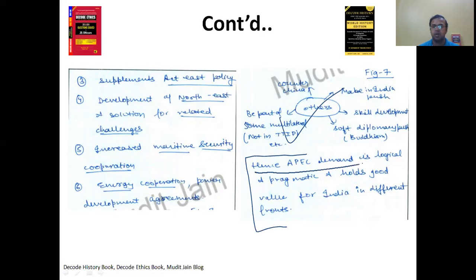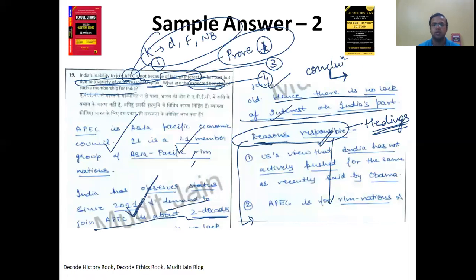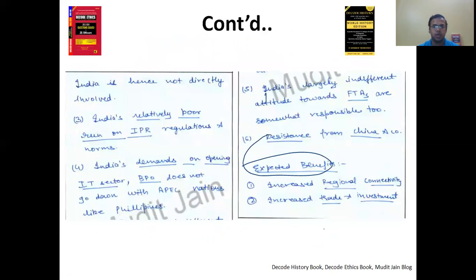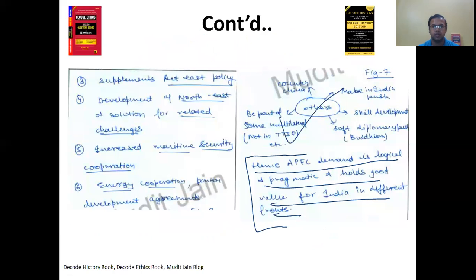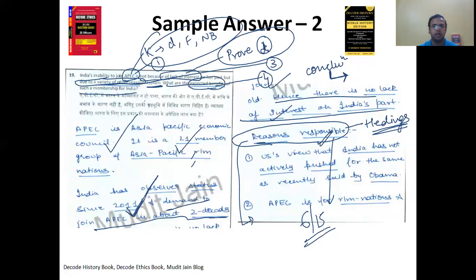Conclusion is hence APEC demand is logical and pragmatic and holds good value for India on different fronts. What I told you in the answer, that you can write what more needs to be done aspect, I've missed that, but then it is okay. So if it was a 15 marker question, I'll definitely get 6. Without a doubt, I should get 6 because I have addressed each part. I have drawn a diagram. I'm mentioning facts and keywords, as well as I have written 6 plus 6, 12 points along with a diagram.